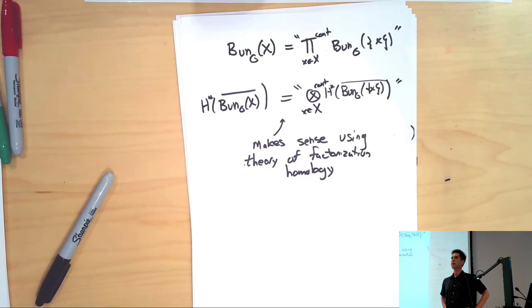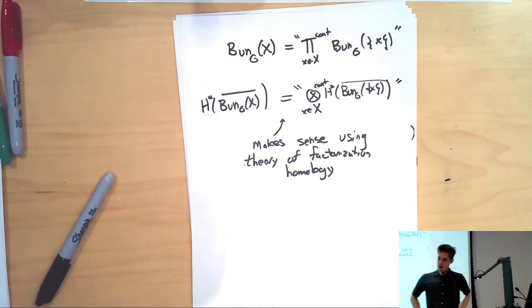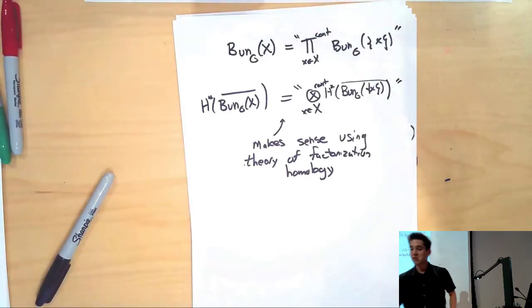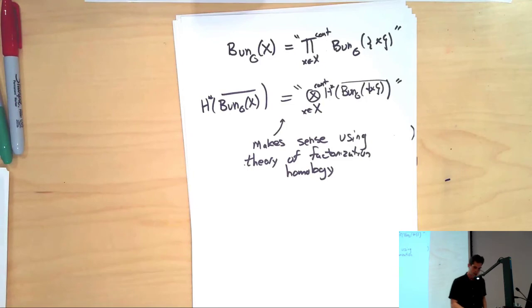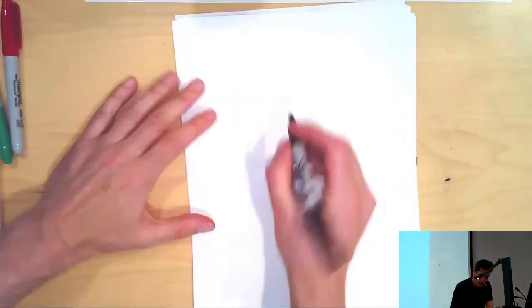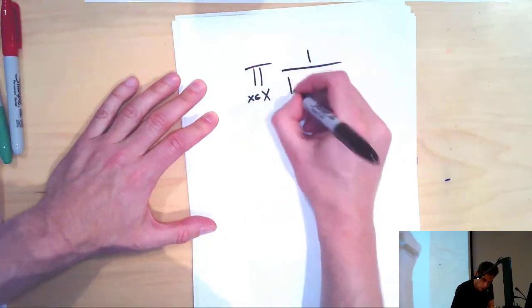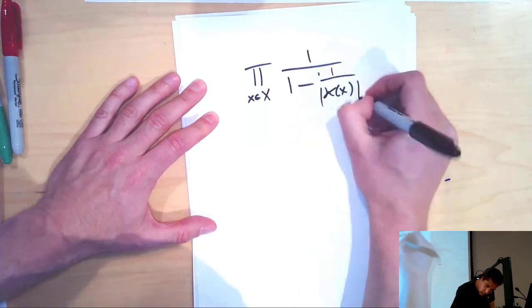In the infinite product over all the little x's of the mass of the Bun_G of the little x, are most of those numbers the same? No, but they're similar looking. The sizes of the finite fields that appear are different. So you wouldn't expect them to be the same. I mean, an example of one of the products that will come up is something like a product over all x in X of 1 over 1 minus 1 over the size of this squared.